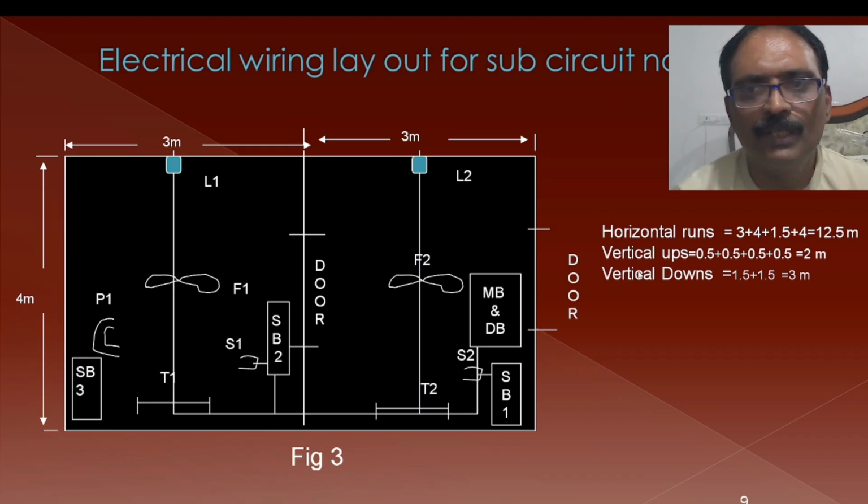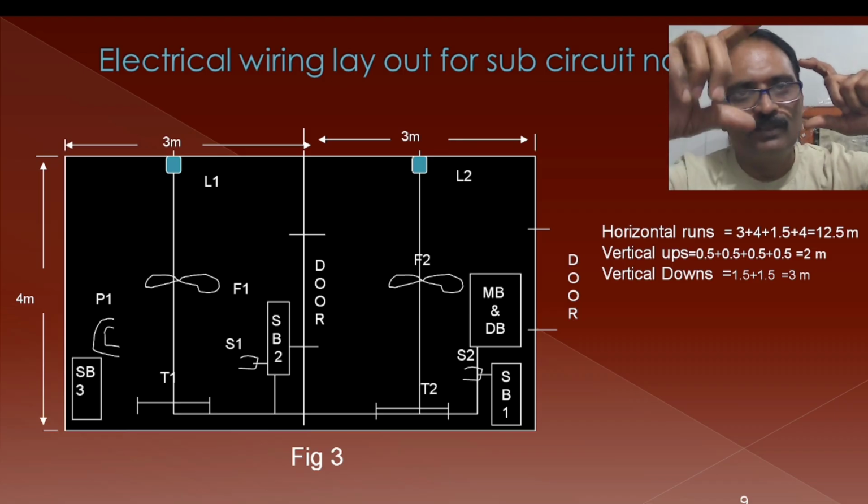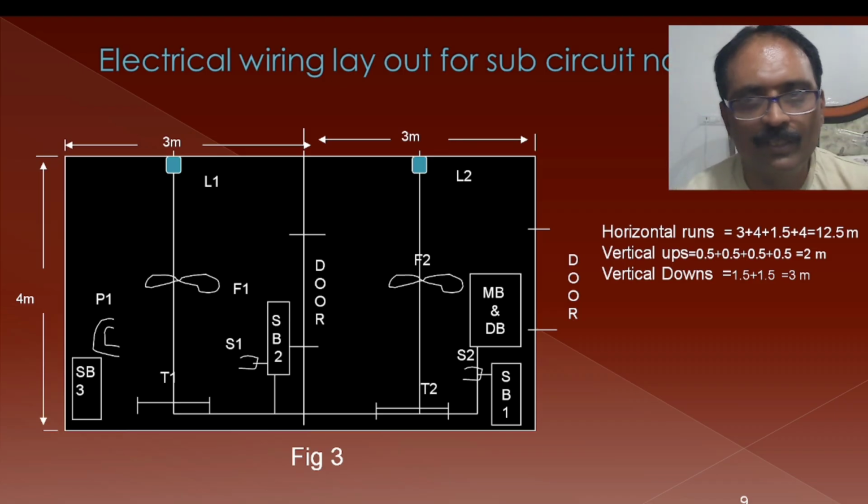Now vertical ups. So totally how many vertical ups are there here? This is the fan point that we have. So from here to here, at this point we have one vertical up. Here also one vertical up, and this is 3 and this is 4. Means from the horizontal run to the ceiling, and then to the fan, again from lamp to the horizontal run. So here this is 0.5 and this 0.5, like that 4 0.5s will come here, put together 2 meters, that is the vertical up and vertical down.